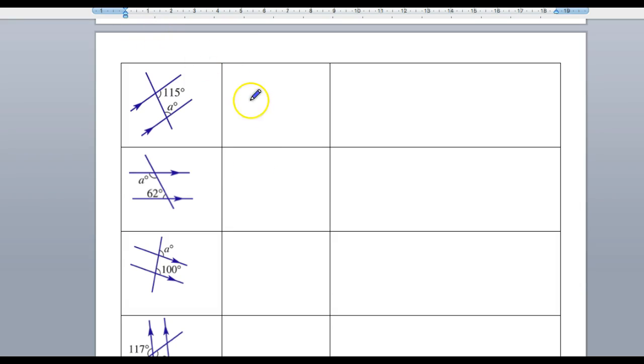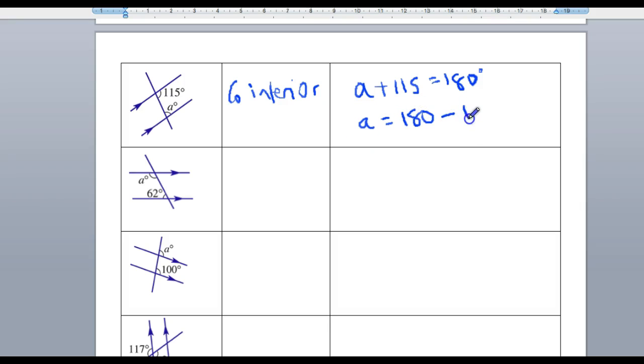So remember, I might do this one for you, and then you can do the following one. So co-interior. So remember the two angles, when you add them together, equal 180 degrees. Okay, so they're supplementary angles. Now to find what value A is, what we do is we take away 115 from 180. So A is equal to, what is that, 65 degrees. Okay, so this one's also co-interior. I'm not going to do that one for you. You can do it because it's pretty similar to the previous one. We were just working with a different angle.